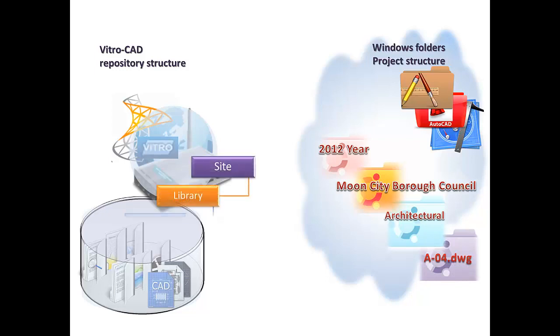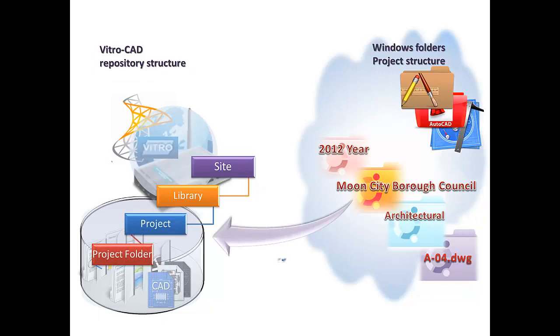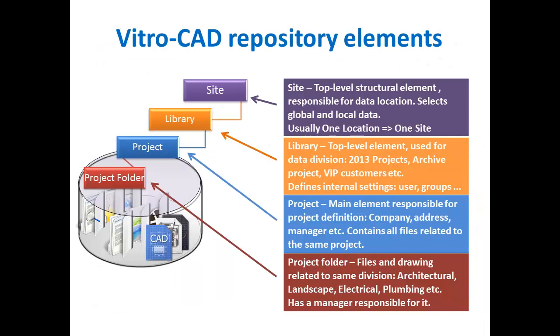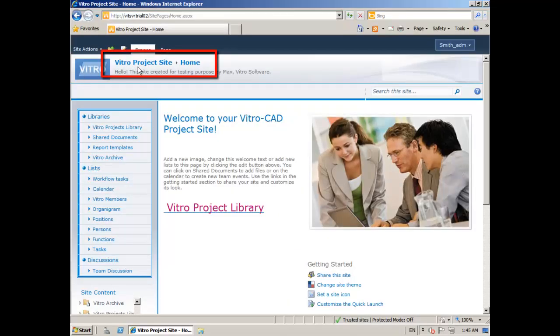Let us look into Vitro CAD structure. Vitro CAD has 4 levels of structure elements. Going from the top, they are Site, Library, Project and Project Folder. The highest structure level is called a site, and it comes from Microsoft SharePoint. You can have a number of sites in Vitro CAD.